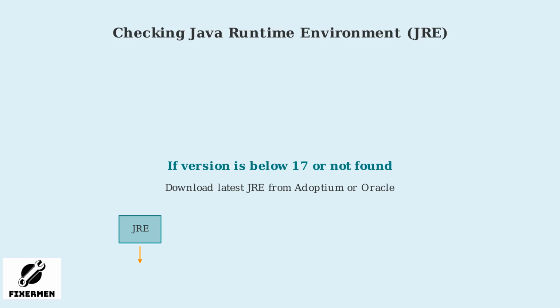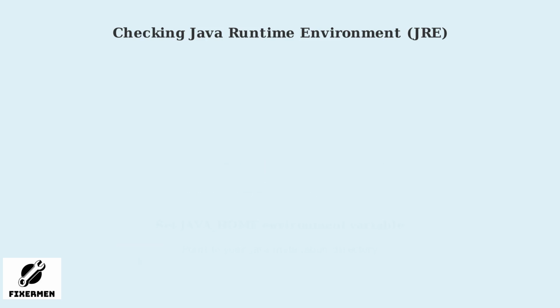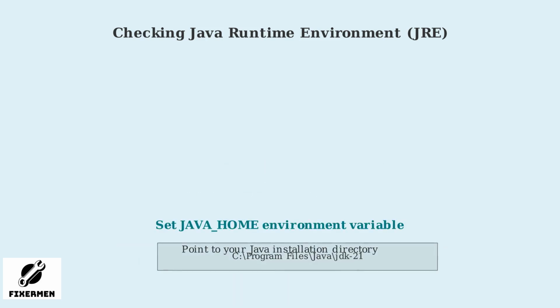Trusted sources include Adoptium, which provides free OpenJDK builds, or Oracle's official Java downloads. After installing Java, ensure the Java Home environment variable is correctly set to point to your Java installation directory. This prevents class path errors that can cause Bongo Cat to crash. On Windows, you can set this through System Properties, while on Mac OS and Linux, you'll modify your shell profile.